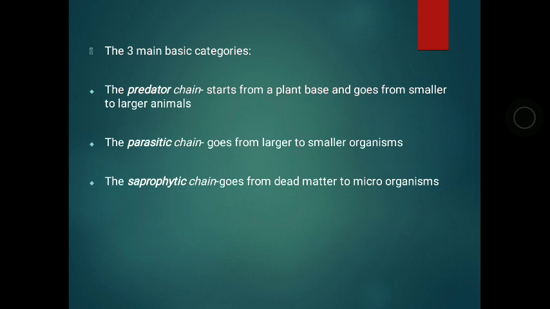Parasites are the ones which directly rely on the host. They can't process their own food. They take the help of the host and they take all the nutrients of the host. They are parasites. As small as they are, it will be easier for the parasite to get attached to the host, right? So in the parasitic food chain, the organisms will go smaller and smaller. Next, the saprophytic chain. It mainly goes from dead matter to microorganisms.